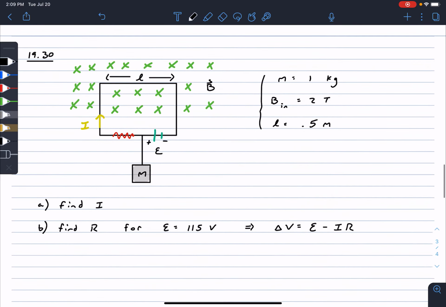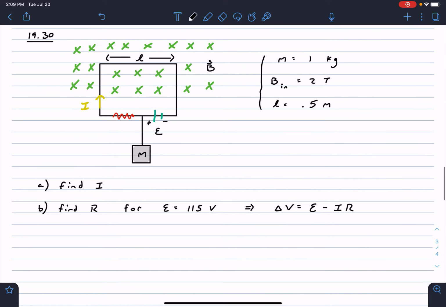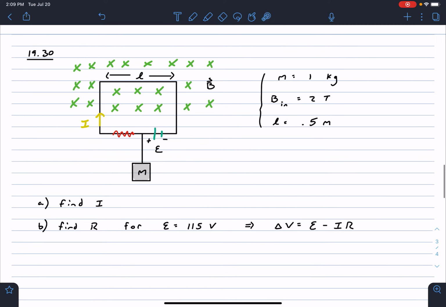Okay, next problem, 1930. I've taken the time to draw this diagram. This indicates that we have a B field pointing into the page, right? We have a current moving along the wire in this direction. This is all given to us of length L. This is a square loop. Each side is length L. We have a resistor with resistance R, and we have an EMF over here.